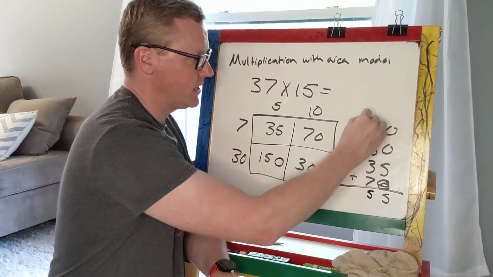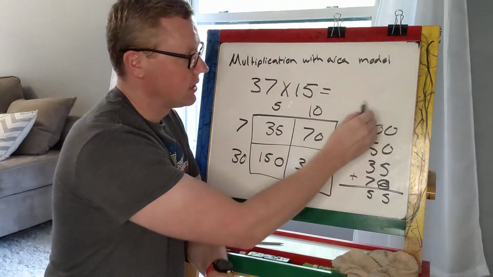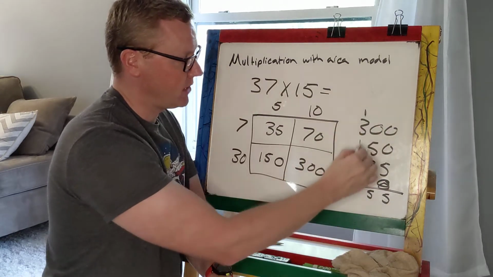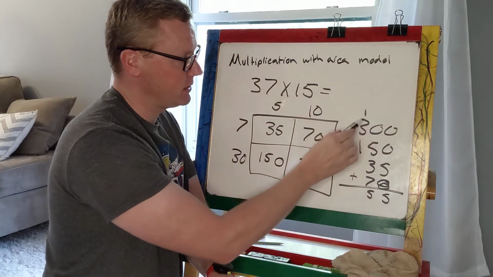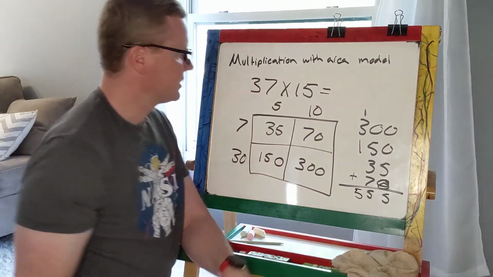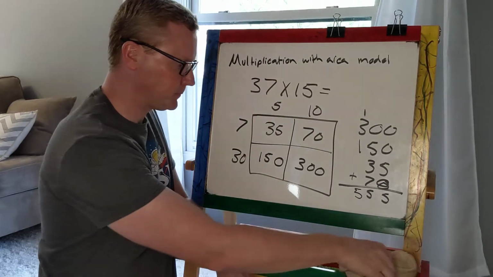And I have to put my 1 up there. It's actually not a 1. It's worth how much again? Correct. That 1 is worth 100. So we add all of our hundreds together, and I have 1, 2, 3, 4, 5. So 37 times 15 is 555.